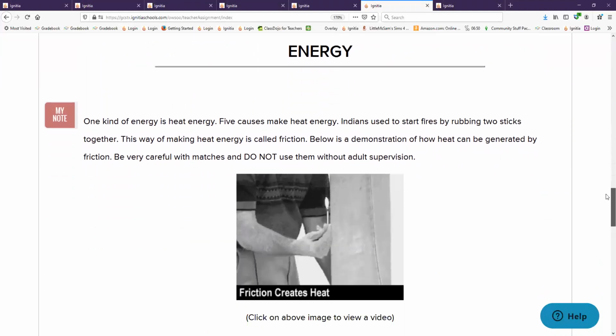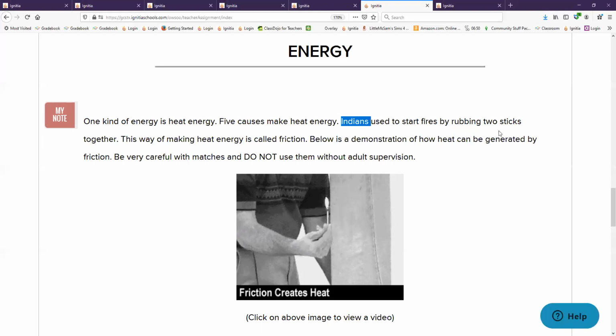Energy. Now, this is actually the unit that we learned about last. One kind of energy is heat energy. Five causes make heat energy. Please tell me you remember them. I know Noah helped me remember a lot when we were going over them in Zoom.